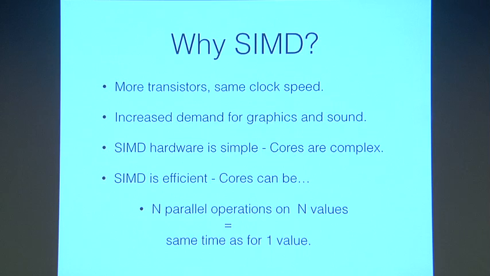SIMD hardware is simple, right? I want to add two numbers. I have that in my ALU, my arithmetic logic unit in my CPU. Now I want to add two sets of two numbers. I just put another adder right there next to it, right? It's not actually how it happens, but it's pretty easy, right? I have a bunch of transistors. I need to do something with them.